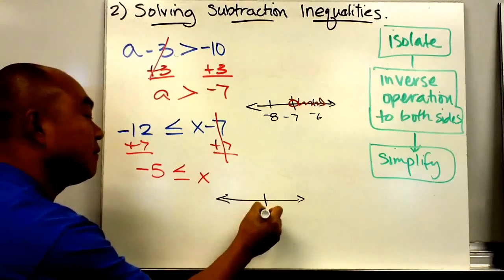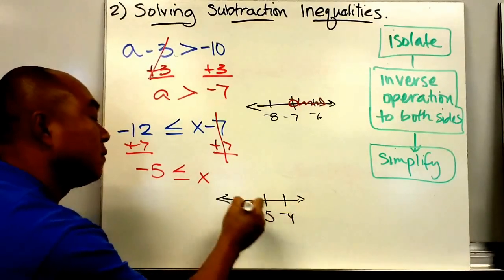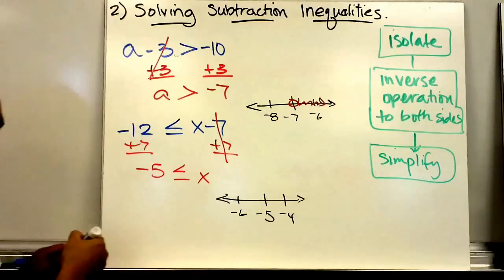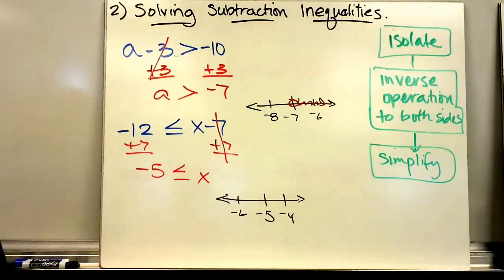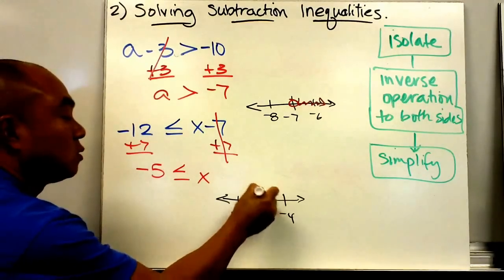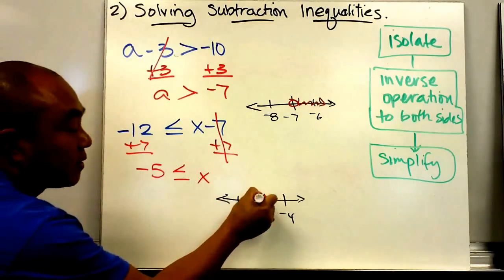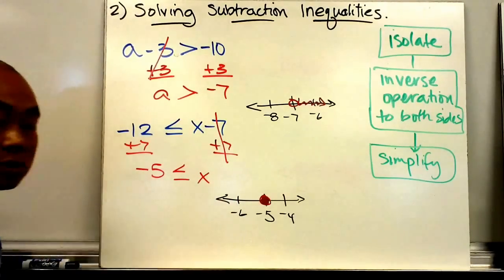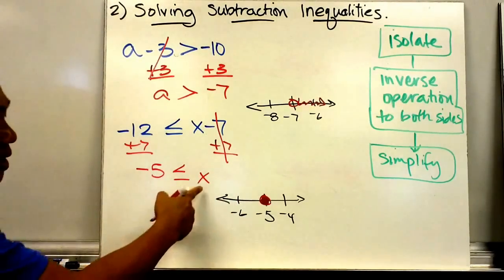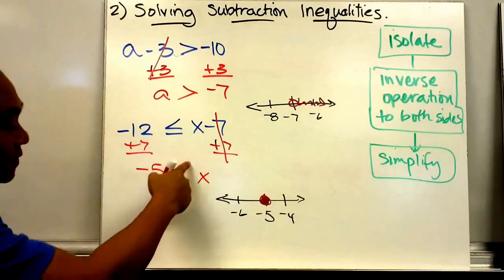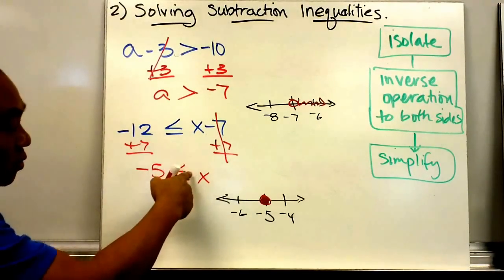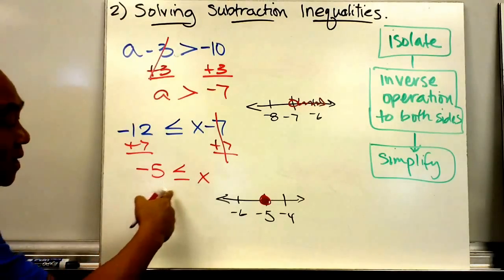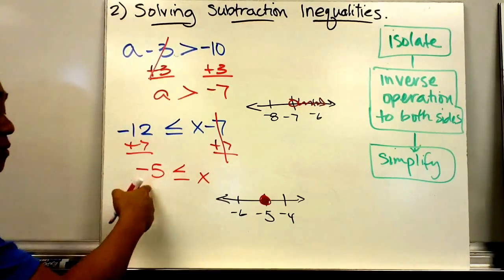So here I have negative 5, negative 4, and negative 6. First off, we're going to look for negative 5 and draw a circle. That line tells us that negative 5 is an answer, so we're going to make it a solid dot. Now, this is red. Negative 5 is less than x, which means x is larger or equal to negative 5. So anything that is x has to be larger than this.